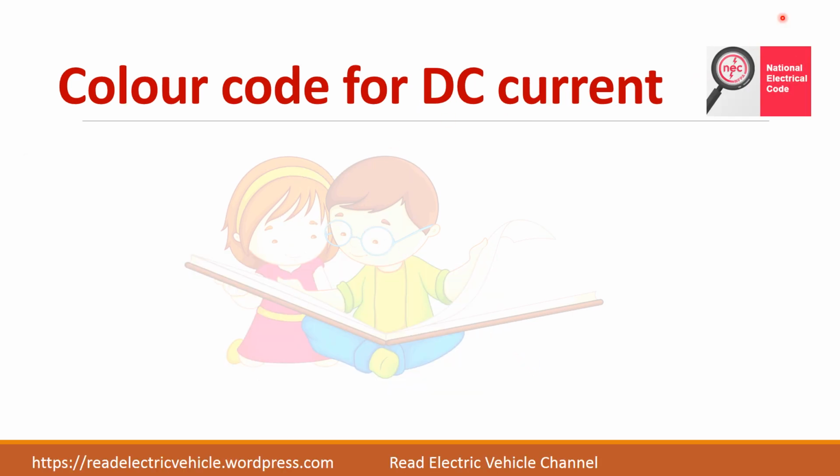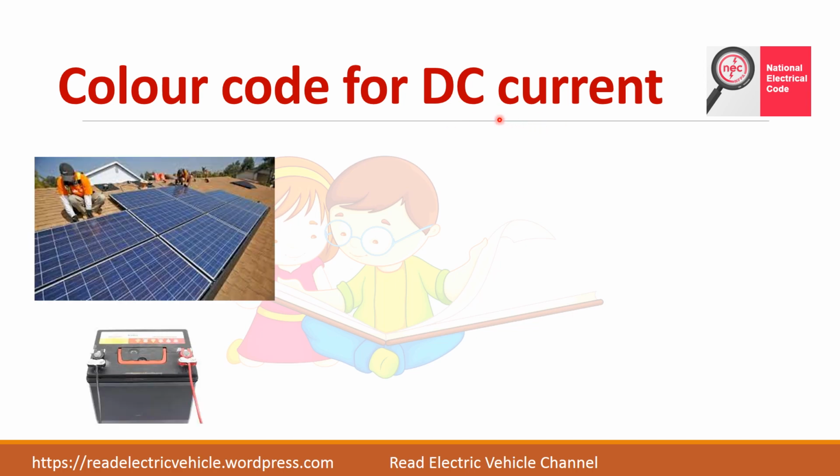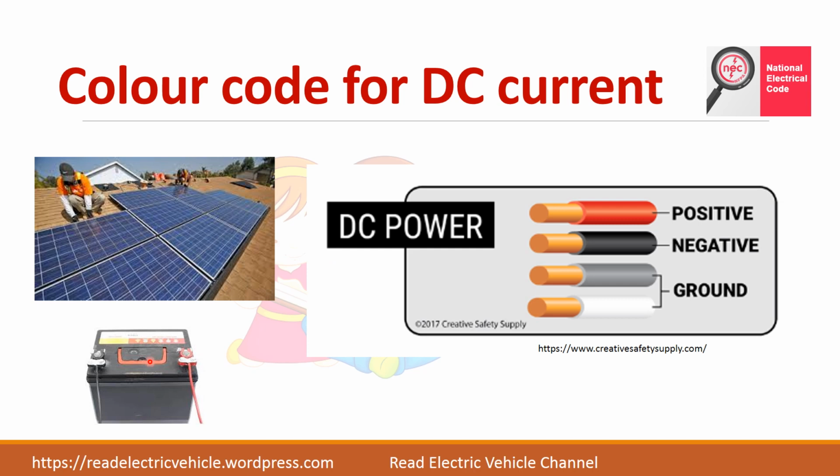According to NEC, let us see the color code for DC current. Where do we need DC supply? PV and battery are the major sources of DC power supply. You can see here red and black is used: red for positive and black for negative, and for ground gray or white can be used.